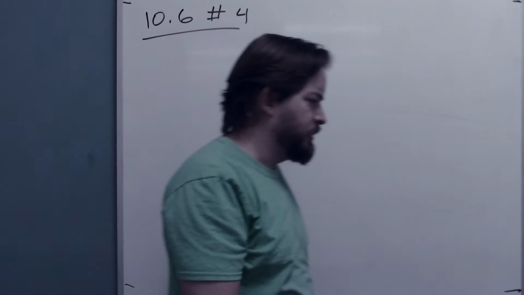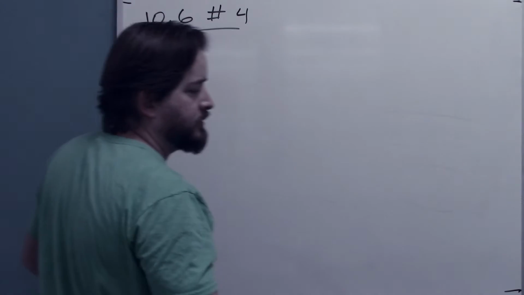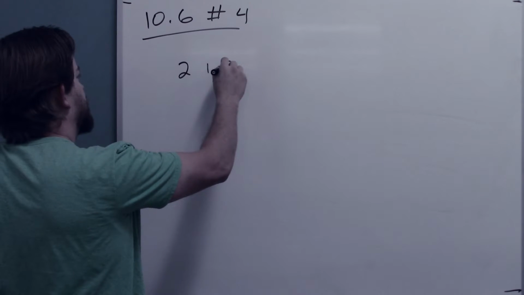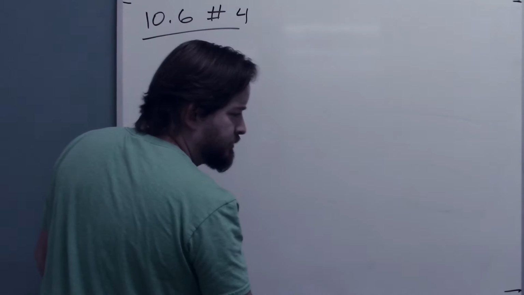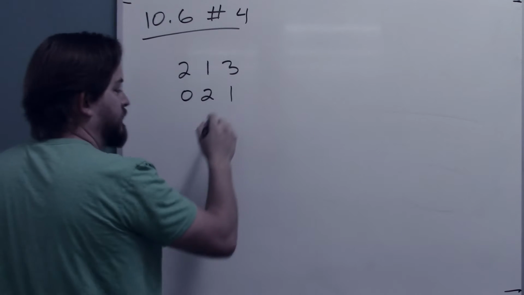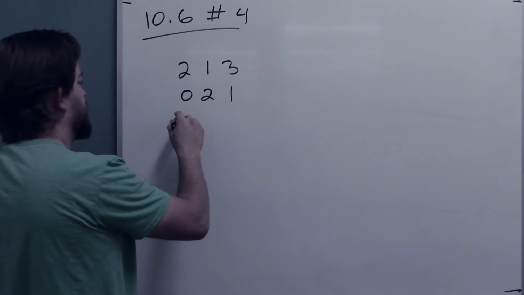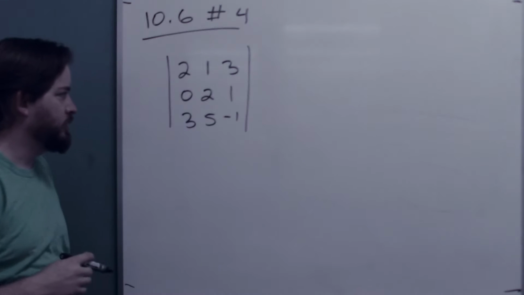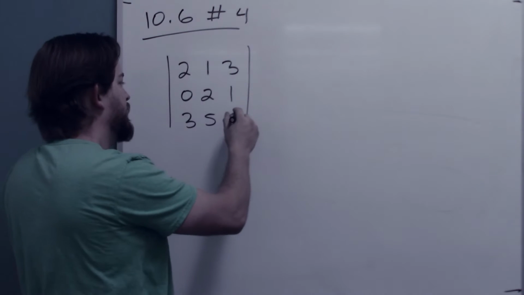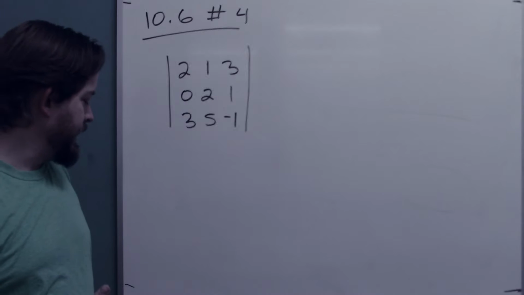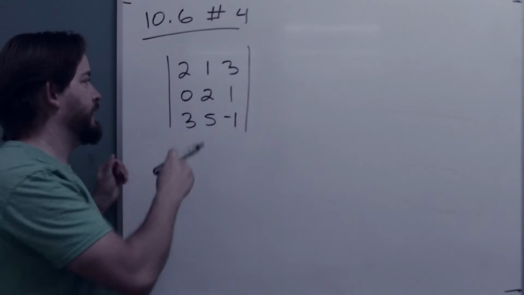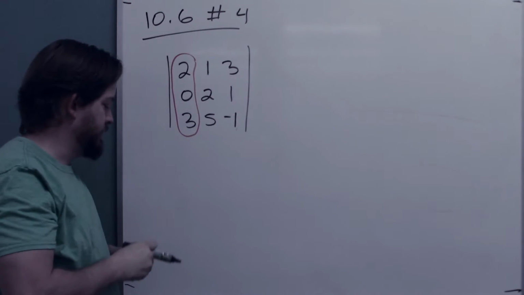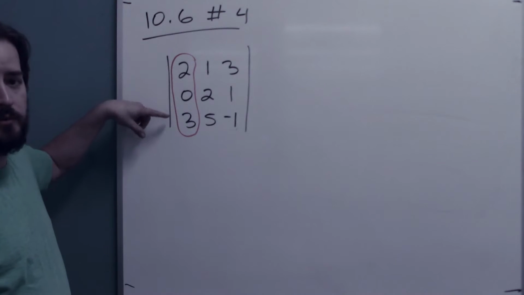It says, find the determinant of the matrix if it exists. If it doesn't, enter DNE. And we have 2, 1, 3; 0, 2, 1; 3, 5, negative 1. So we're looking for the determinant of this matrix. Typically, whenever I see a 0, I want to exploit that. So I'm going to expand this matrix along this column, 2, 0, 3.